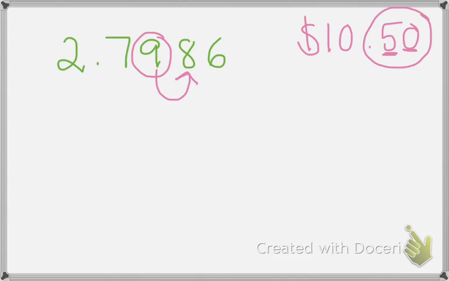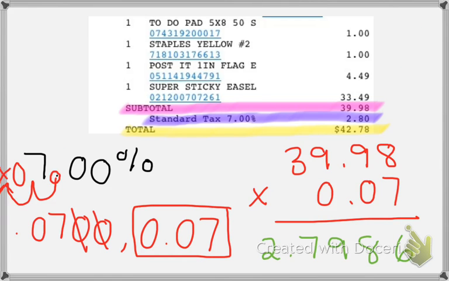Now, if you do 9 plus 1, it's 10, right? So if you think about it, what's the next number above 79? 80, right? So this is going to be changed to $2.80. That's the tax. So let's go back and see if that's the same thing that they put on my receipt.